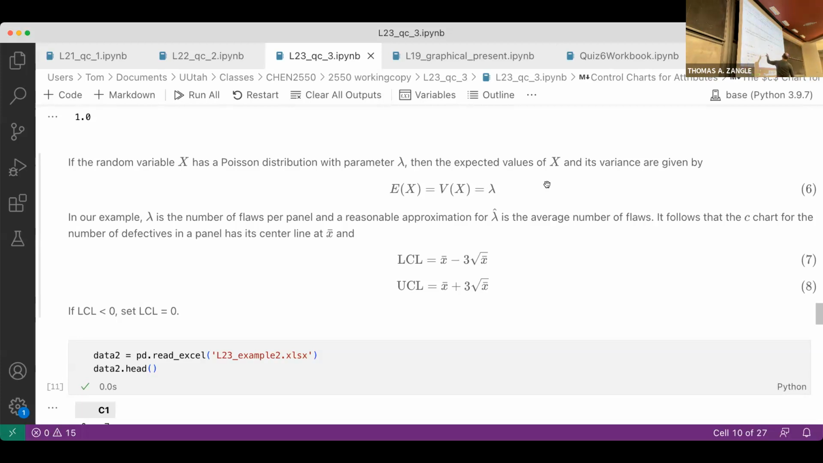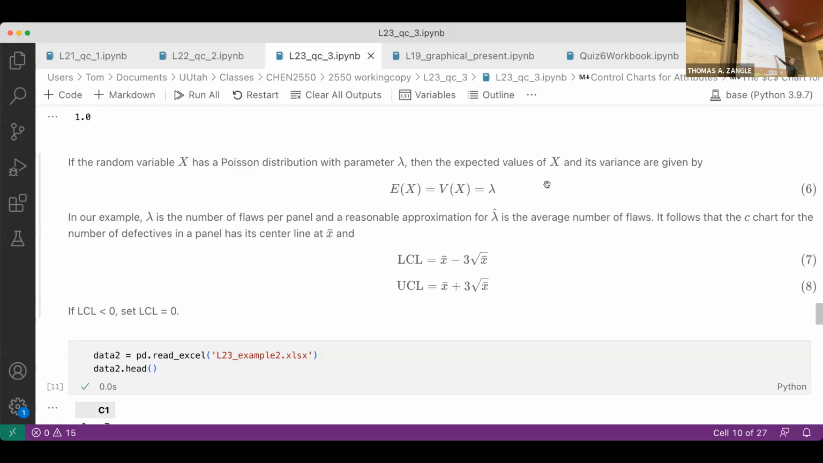And so again, just like in the previous example, in most of these examples we may not necessarily know what the overall average value of lambda should be, right? Maybe we don't have access to historical data and we need to estimate it from the data set. So a reasonable approximation would be the average number of flaws within our sample, within our data set. So we use that as our lambda hat.